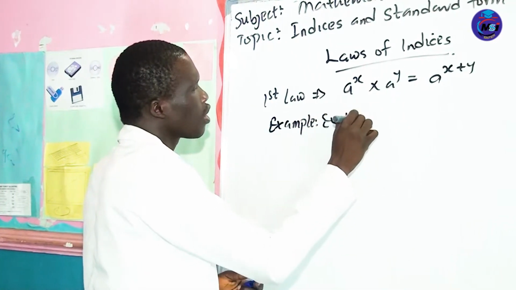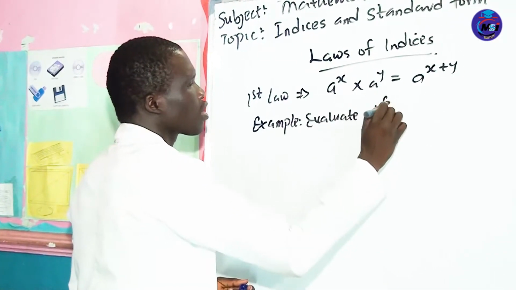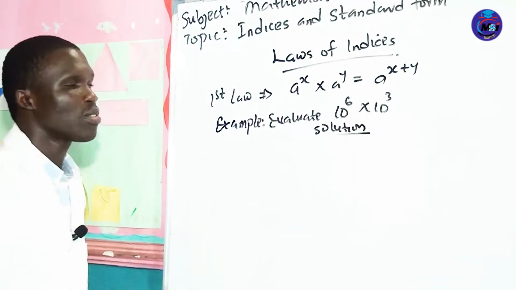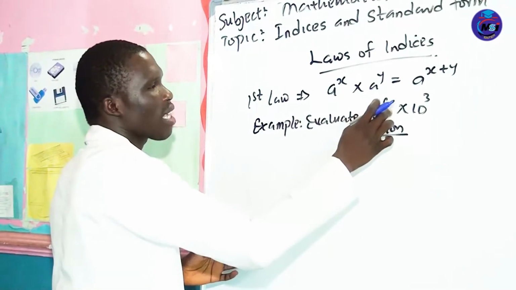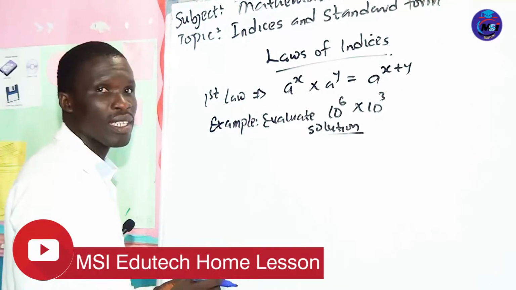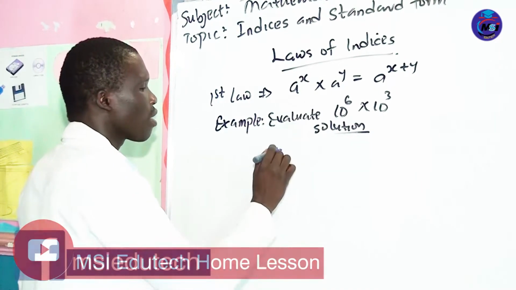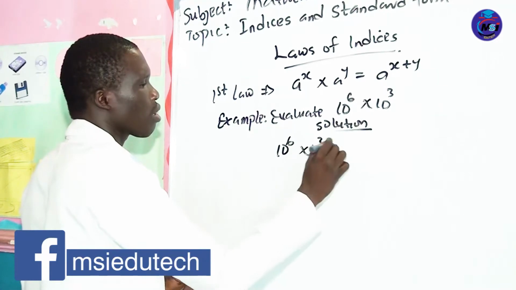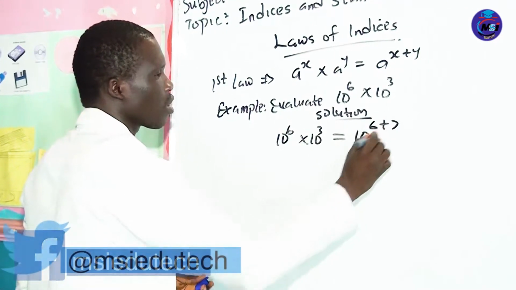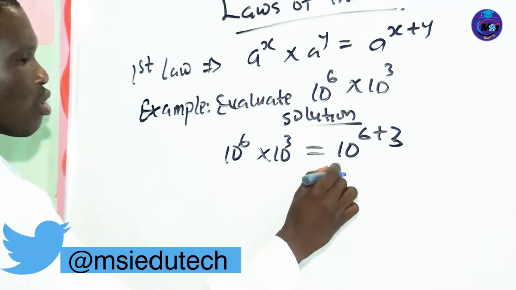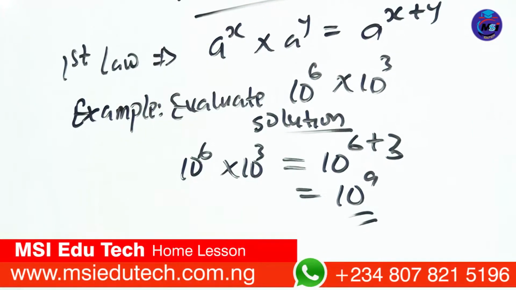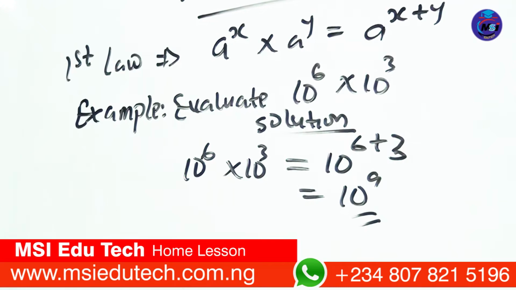Evaluate 10 raised to power 6 times 10 raised to power 3. Seeing this, it might look so big if you are writing 10 times 10 times 10 in 6 places, and 10 times 10 times 10 in 3 places. So instead of that, you can apply the law of indices: 10 raised to power 6 times 10 raised to power 3 equals, 10 is common, you are going to have 10 raised to power 6 plus 3. Just like what we did here, this will give you 10 raised to power 9. You can still have another example where you can apply this formula. I will explain that to you as we continue in this class.